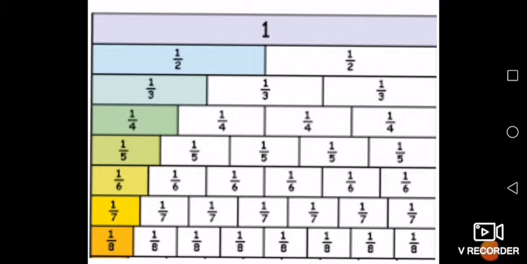Now this fraction wall will give you a clear comparison of 1 by 2 and 1 by 8. See, 1 by 2 and 1 by 8 are there. Which is greater? Obviously 1 by 2 is greater because the length of its strip is greater. One more thing, 1 by 3 or 1 by 7, which is greater? Yes, correct, 1 by 3 is greater because its strip is longer than 1 by 7.